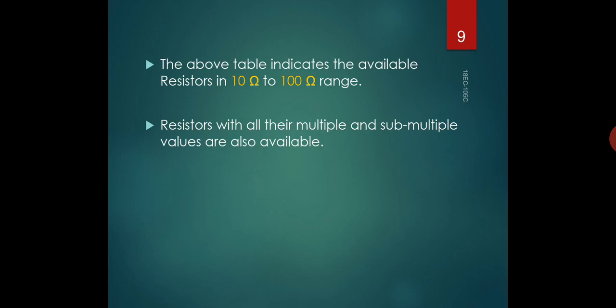So if you want 100 ohms, 10 into 10 is 100, it is there. If you want 100 kilo ohms, 100 into 1000, you will get that. That is how it is, the multiples of these values. Say 4.7 ohms, 47 ohms, 470 ohms, 4.7 kilo ohms, etc. are available likewise for every numerical value mentioned in the table we have seen.